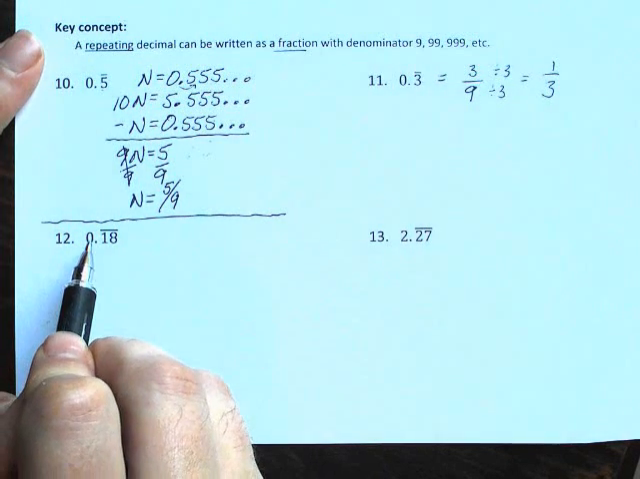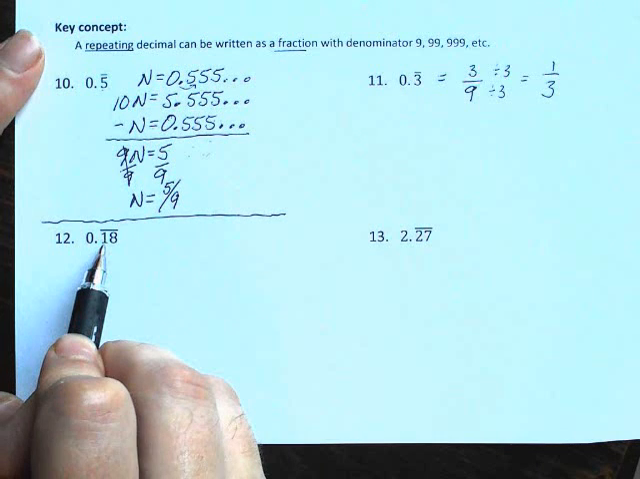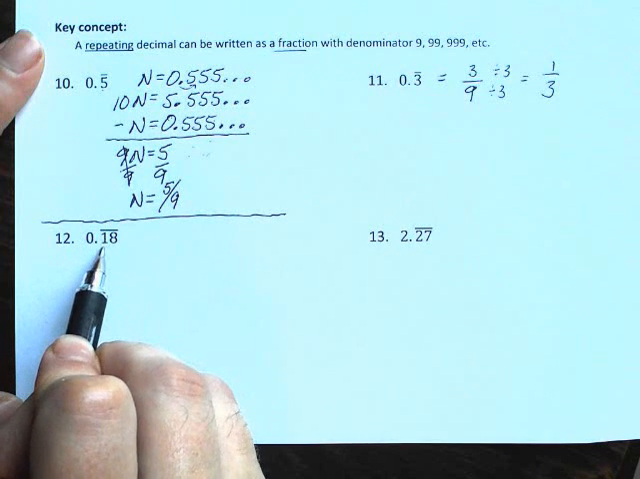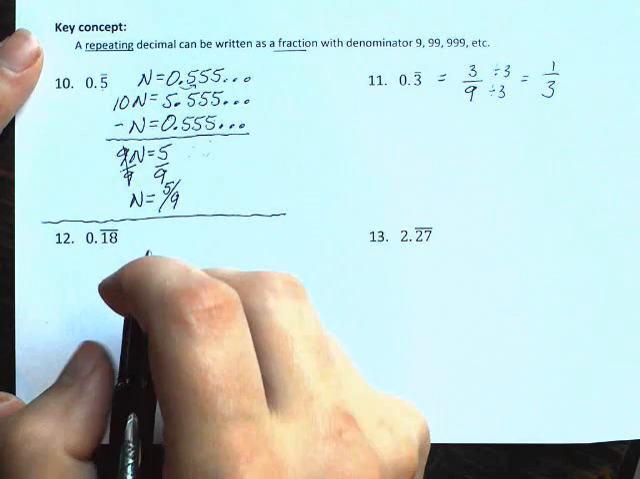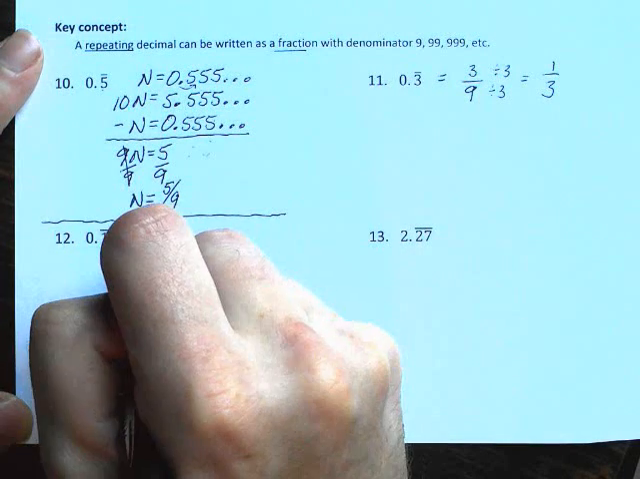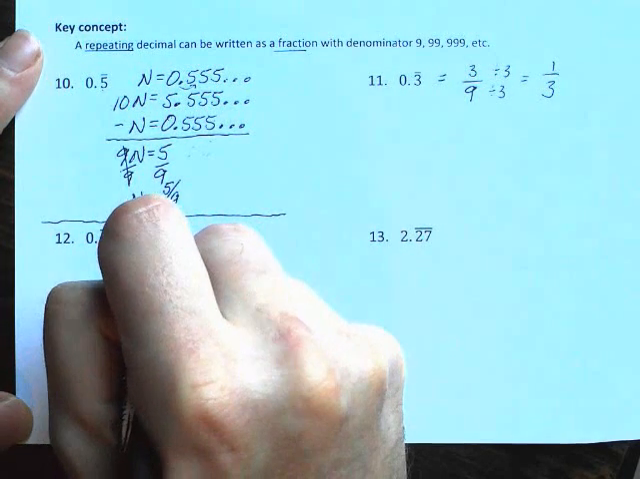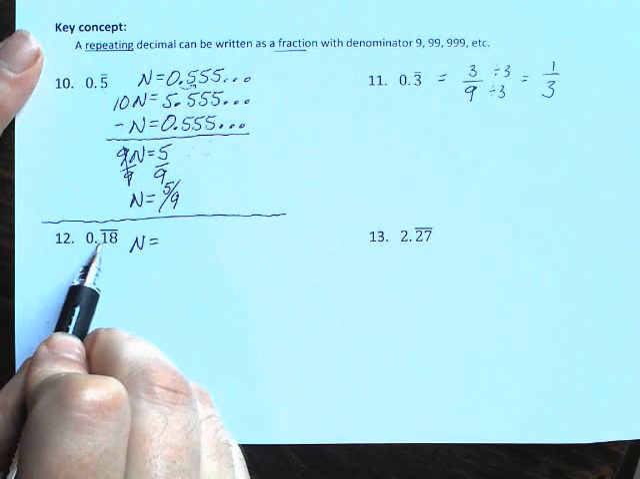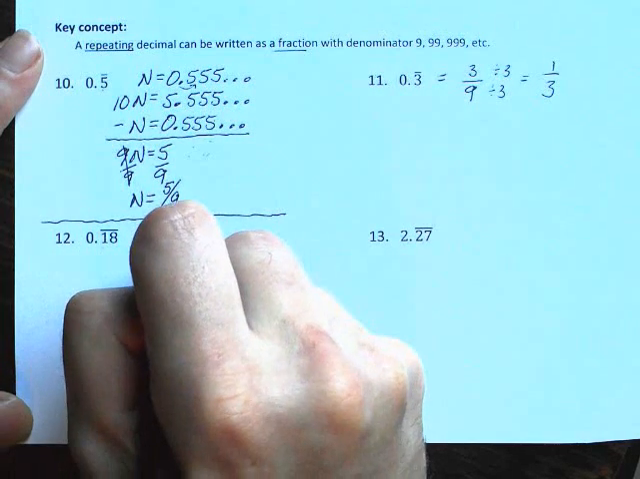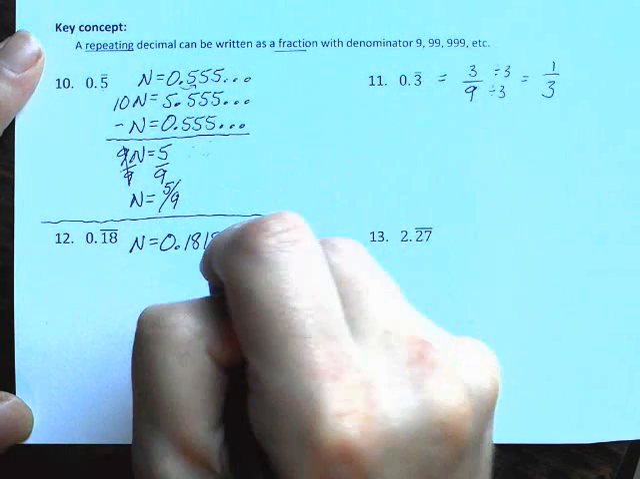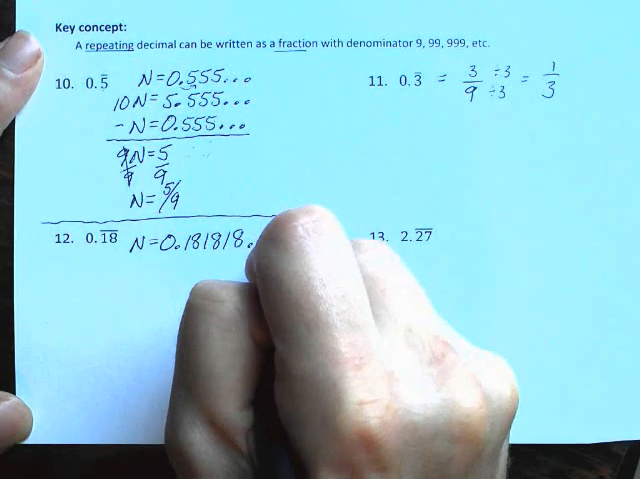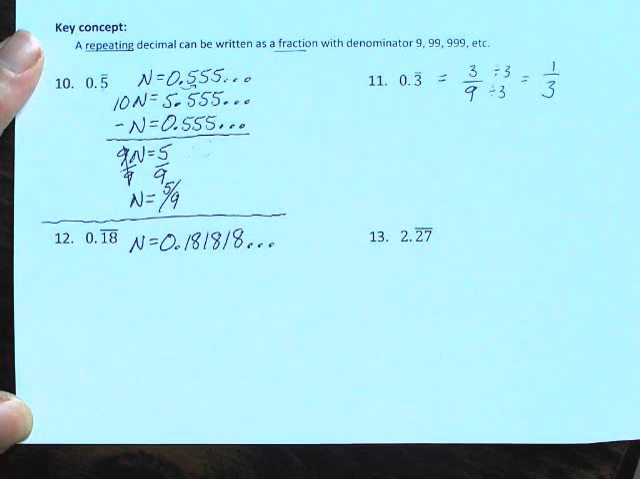Okay. We have the decimal 0.18 repeating, where the repeating chunk has 2 digits in it, and we want to get a fraction for this. Okay. I'm going to make an equation, again using the letter n to represent the true meaning of this decimal. So n is 0.181818... because the 18 continues forever.